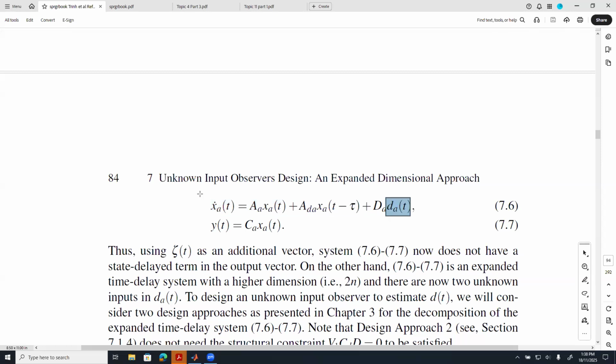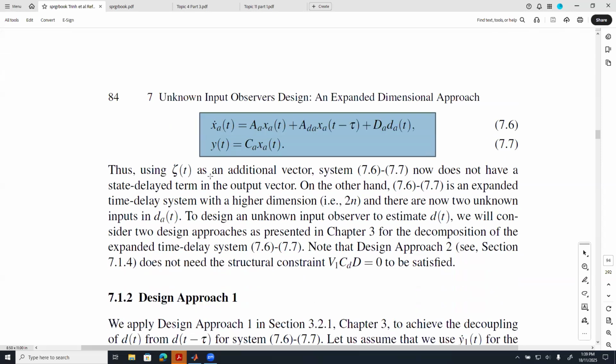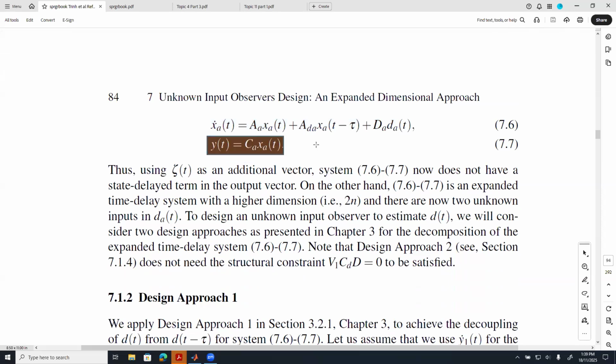Okay, so this expanded dimensional time delay system has that particular feature. The output measurement vector now only contains just the stack vector itself. There's no delay term in there. But on the other hand, the dimension is bigger, and the number of unknown inputs here is now 2.